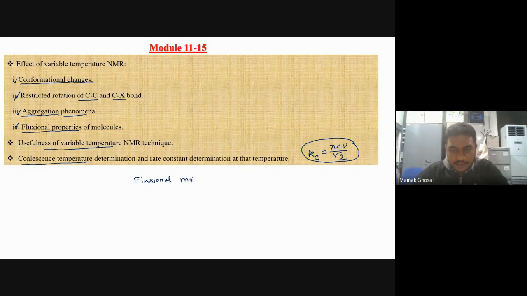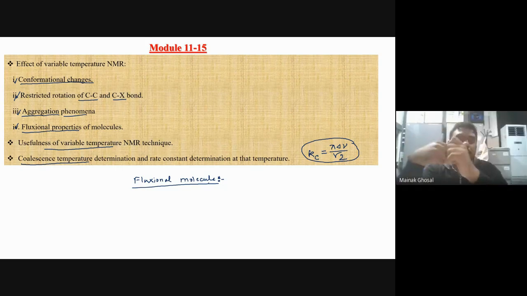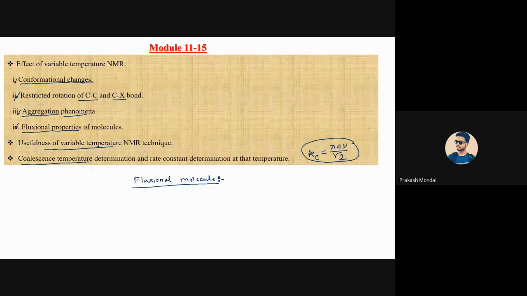What is a fluxional molecule? Can anybody tell me? Sir, a molecule which changes its structure. Like ammonia is fluxional. Ammonia goes from one pyramidal to planar to the other pyramidal, that is, inversion takes place. So that is a fluxional molecule. So what we were saying, any molecule that changes its conformation is a fluxional molecule, right? I think so, sir. Okay.